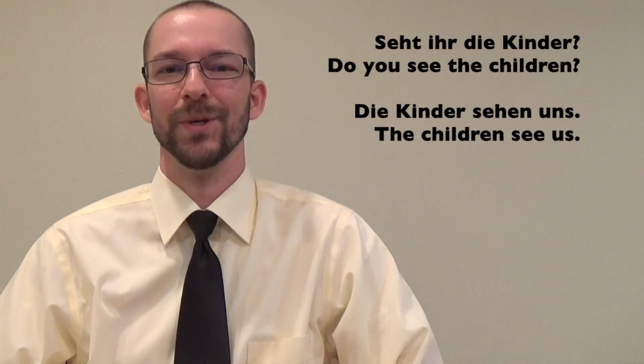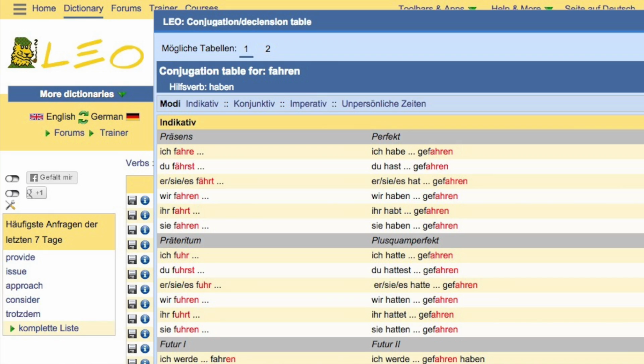Die Kinder sehen uns. So how do you know if a verb that you want to use falls into one of these categories? Well, the easiest way to do this is to look it up on an online dictionary like Leo or Pons. You can use other sites for this as well, and it's pretty much the same format for any online dictionary. Some online dictionaries like Leo will actually show you the entire conjugation in full, and you can see from there whether or not it's irregular.